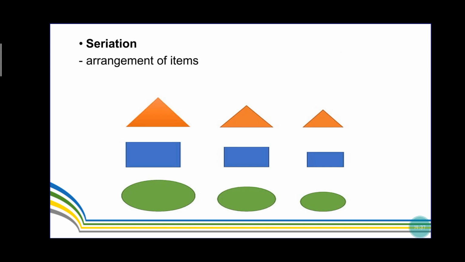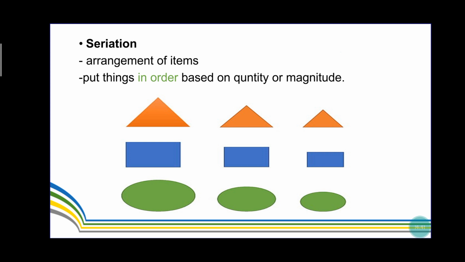Next we have seriation, the arrangement of items. So put things in order based on quantity or magnitude.